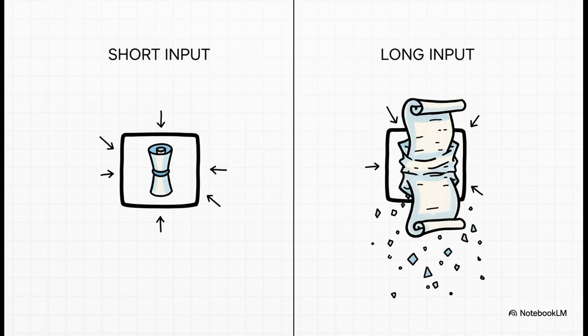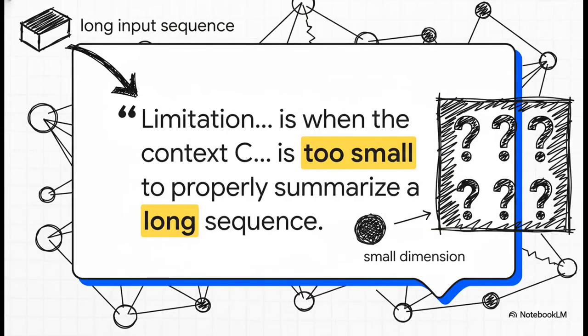It has to cram everything from the input, whether it's a tiny 3-word sentence or a massive 1,000-word paragraph, into that single fixed-length vector. And for really long sequences, that becomes incredibly hard. You can imagine important details just get lost in the compression. And the source material puts it perfectly. It says the limitation is when the size of that context vector C is just too small to do a good job of summarizing a long sequence. This information bottleneck is the key challenge that later, more advanced architectures would have to figure out how to solve.